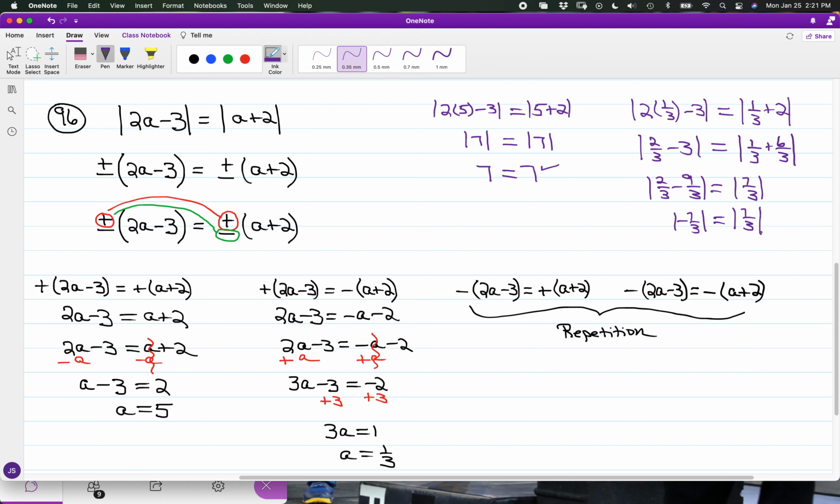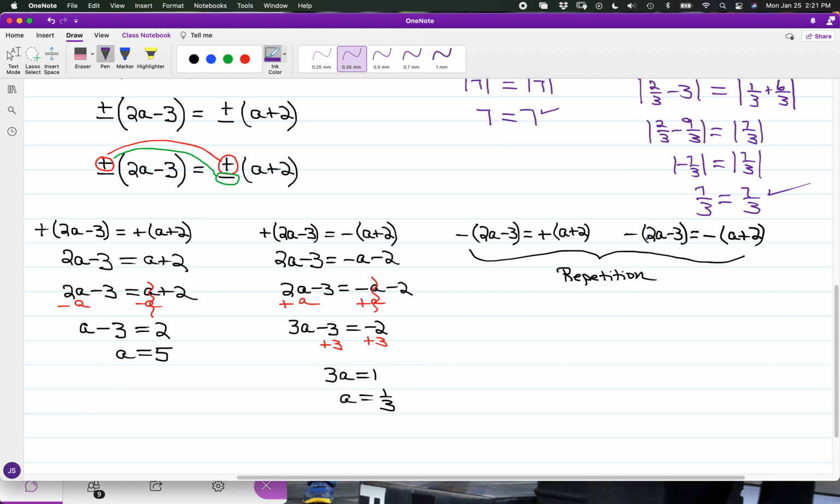Now it's true that negative 7/3 and 7/3 are not the same, but they will have the same absolute value. Absolute value of a negative is a positive. Absolute value of a positive is still a positive. So we come out to the absolute value results where both will reduce to 7/3. Okay, so your two solutions for a will be 5 as well as 1/3. And if you worked out these other two equations, you would still come out to 5 and 1/3 again for a.